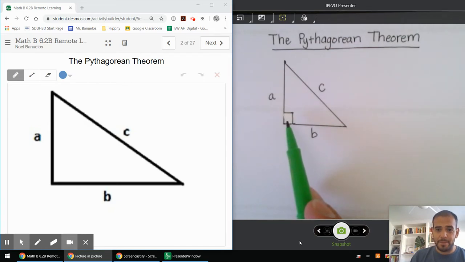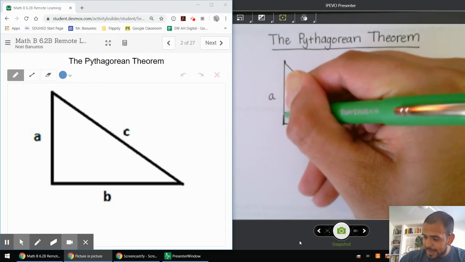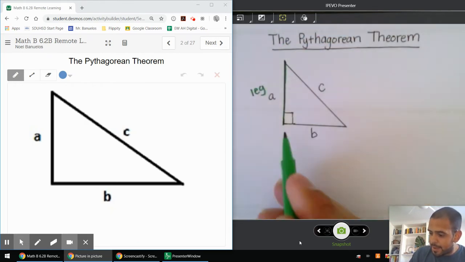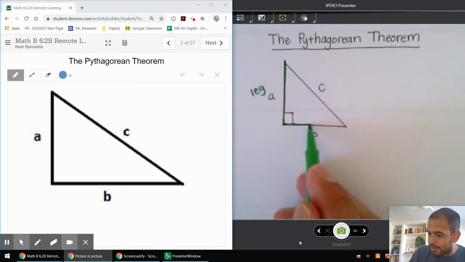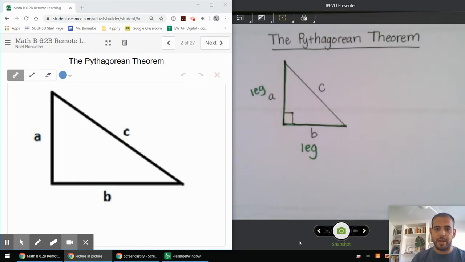Now, if you notice, here's my right triangle, here's my right angle, and anything that is adjacent from the right angle, meaning right next to it, coming from the right angle, is called your legs. So that means here's my 90-degree angle. This side length is called a leg. And then this one right here is also called a leg. So these are the legs of your right triangle.